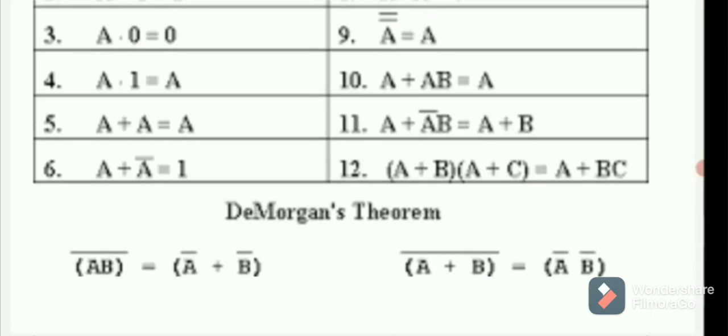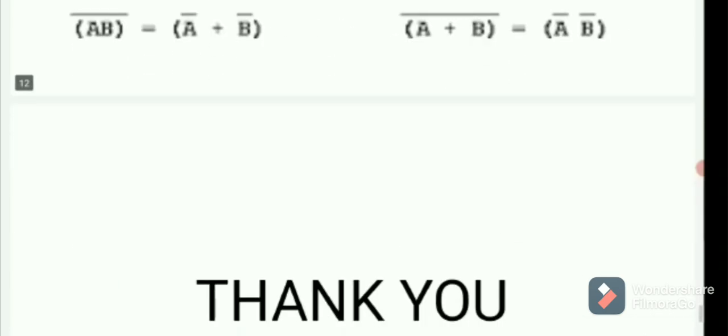And De Morgan's theorem: (A.B) whole bar equal to A bar or B bar, and (A or B) whole bar equal to A bar dot B bar.